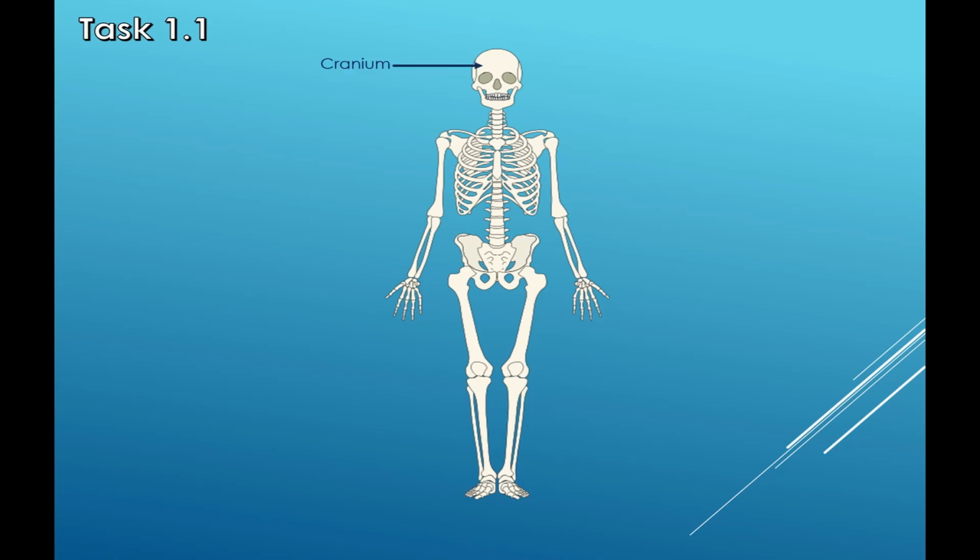Now we have to refer to the bones by their Latin names. We can't, for example, call this the skull. We have to refer to it for Level 2 and Level 3 by its Latin name. The jaw is also known as the mandible. The collarbone, which many people call it, has to be referred to as the clavicle when it comes to your Level 2 and Level 3 examination.